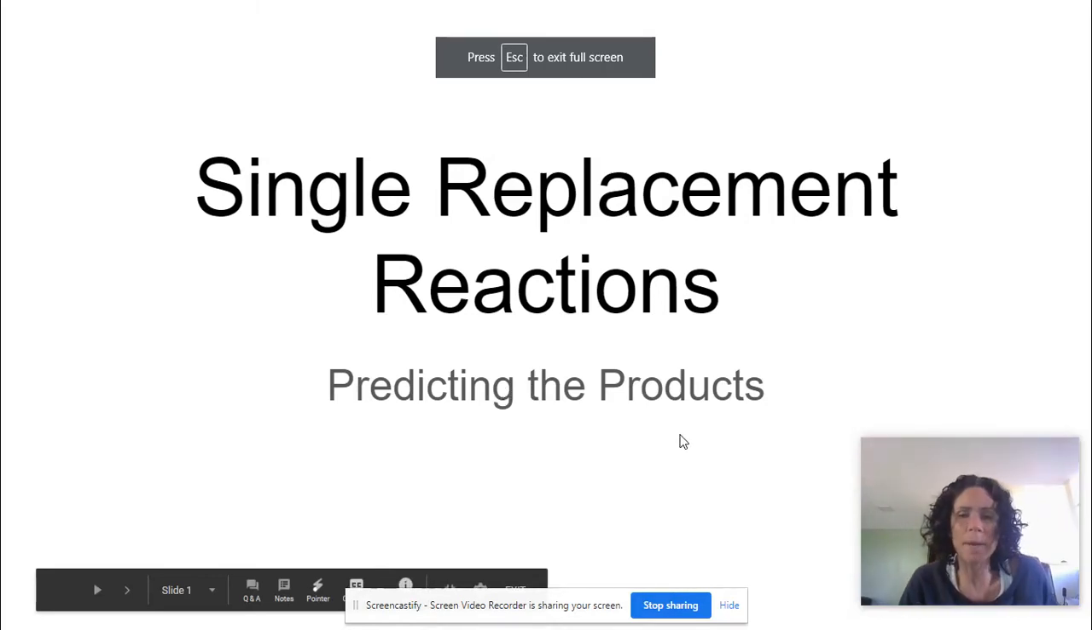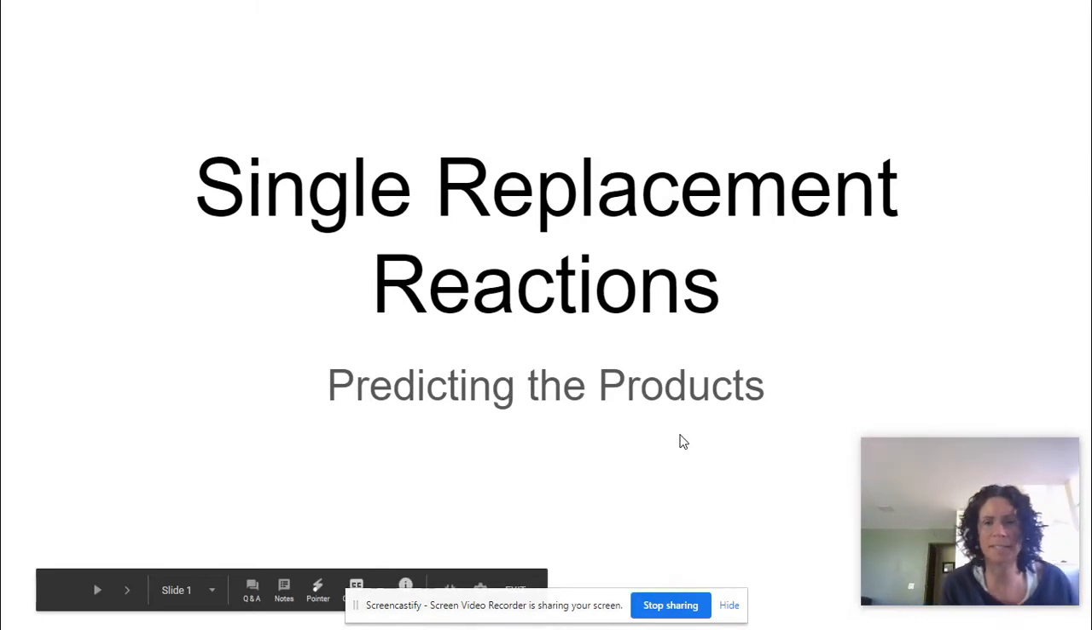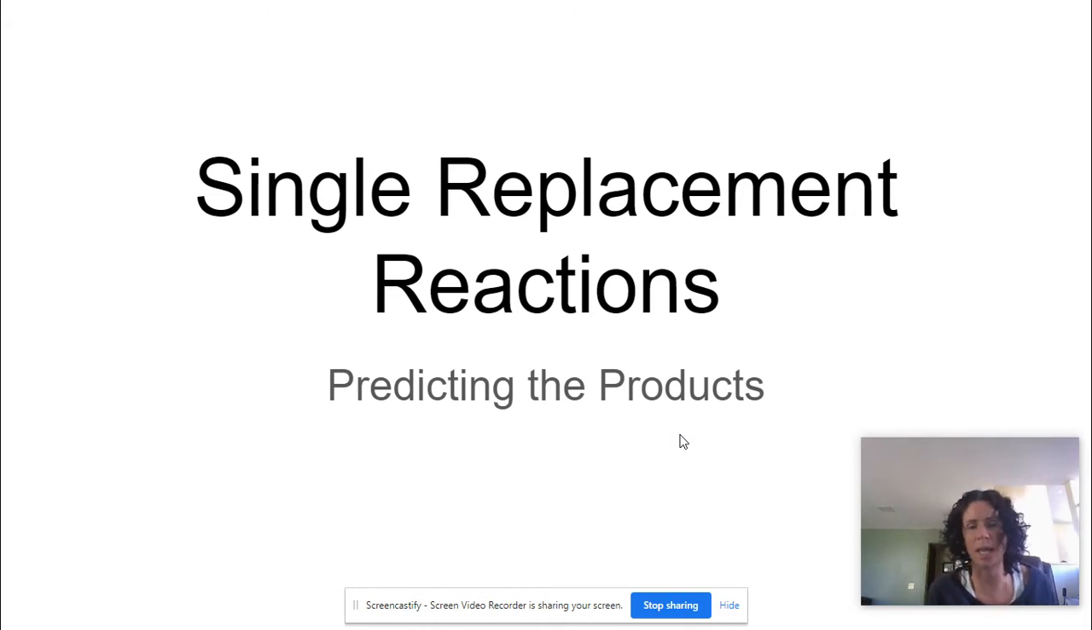Hi, we're going to be taking a closer look at single replacement reactions and showing you how to predict what the products of those single replacement reactions would be if you were not given the product, if you were only given the reactants, being able to figure out what would happen with that reaction.